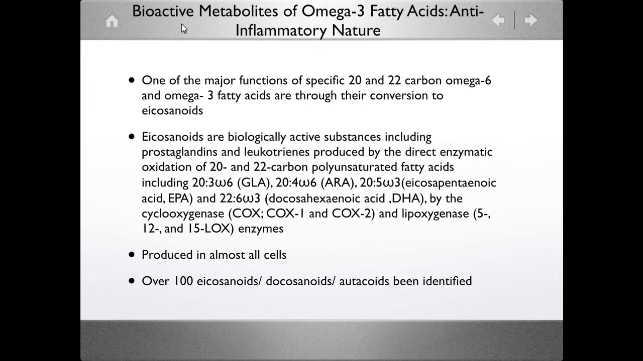One of the things to understand is that the essential fatty acids operate through things called eicosanoids. These are biologically active substances like prostaglandins and leukotrienes that are produced by the direct enzymatic oxidation of polyunsaturated fatty acids. They're produced in most cells, and over 100 eicosanoids, docosanoids, and autocoids have been identified that are linked to these omega fatty acids.